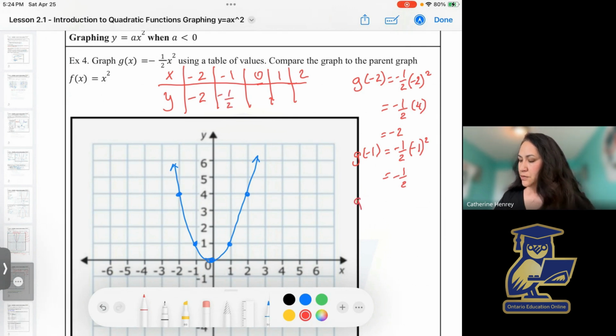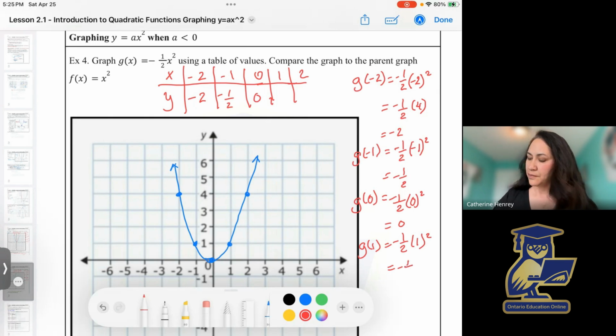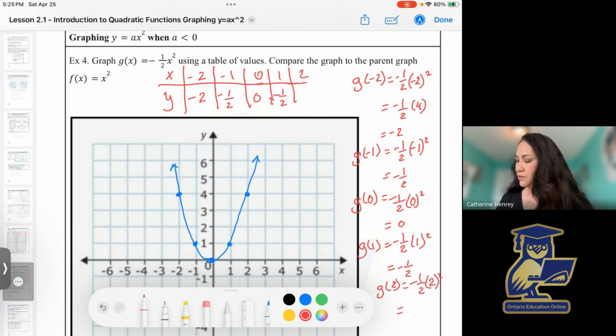g at 0 is going to be -1/2 times 0 squared, which is going to be 0. g at 1 is going to be -1/2 times 1 squared, which is going to be -1/2. And then finally, g at 2 is going to give me -1/2 times 2 squared, and that's going to give me -2. It's a negative sign.